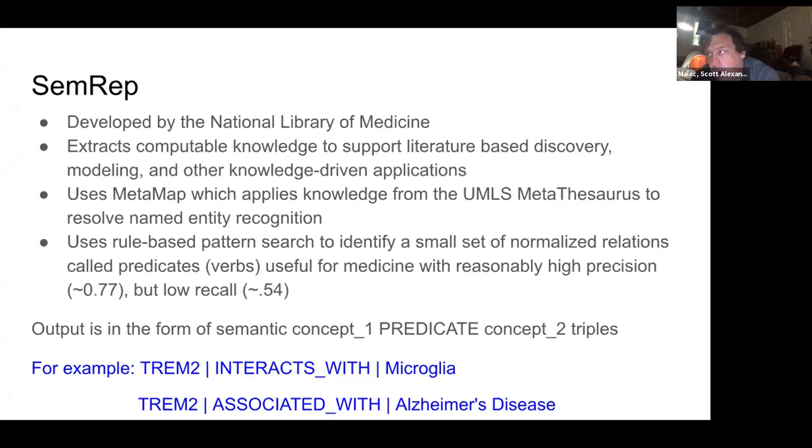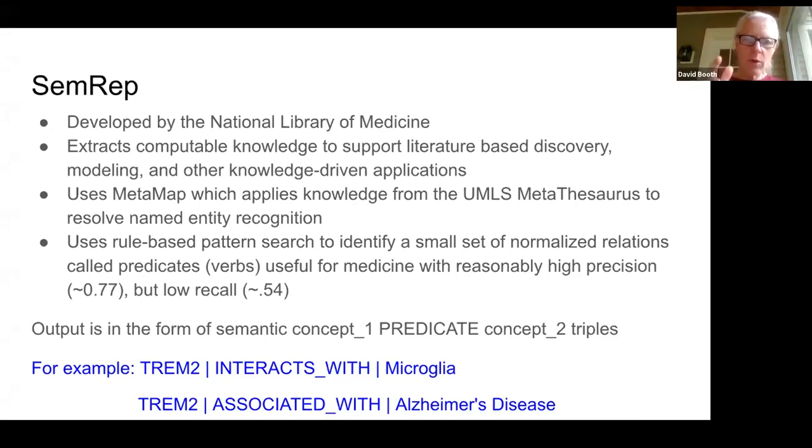It uses an underspecified syntactic parser, and the SPECIALIST lexicon and knowledge from the UMLS Metathesaurus and various ontologies to be able to discern semantic relations.